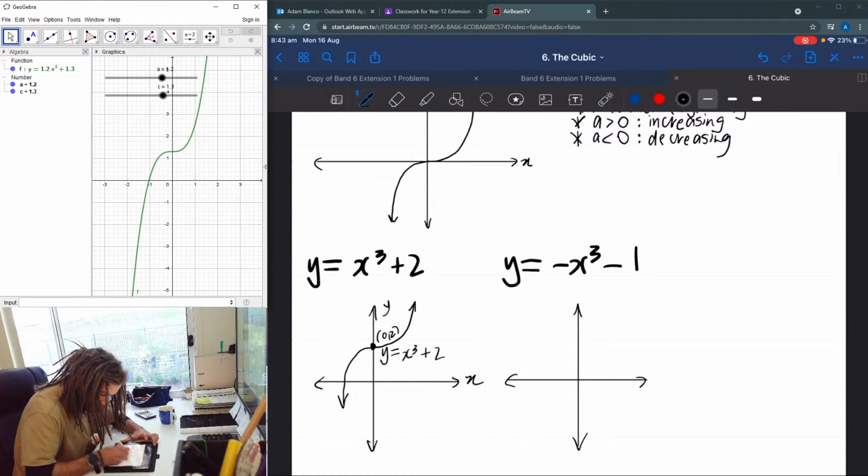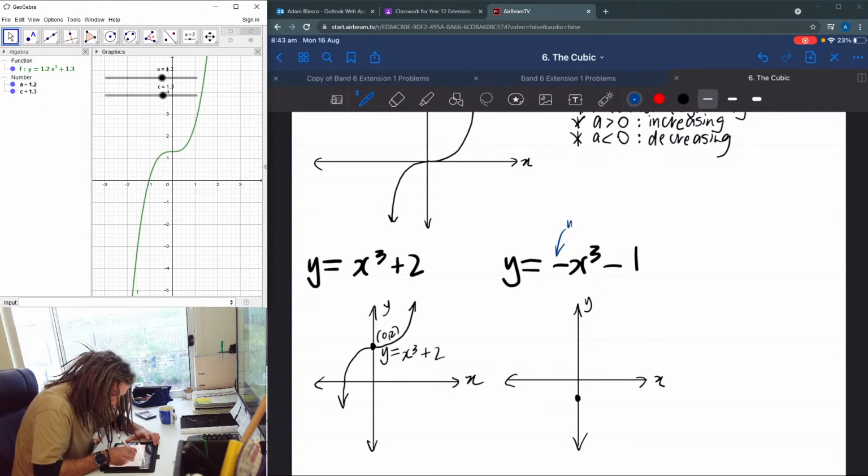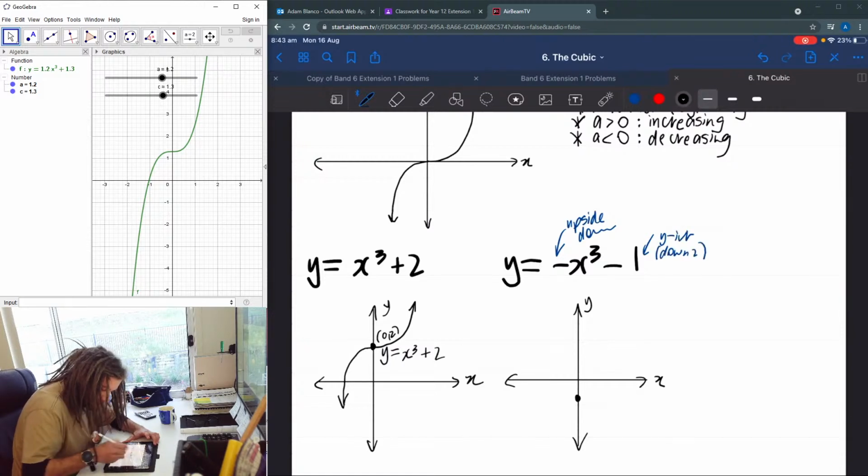Look, to be honest, we don't go that far in terms of other graphs. Okay, so there's my y-intercept, still the same thing, y-intercept. Now this minus tells me it's upside down, so upside down. And this is like basically the y-intercept, or down 2. Okay, now it's upside down, which means positive parabola, negative parabola.